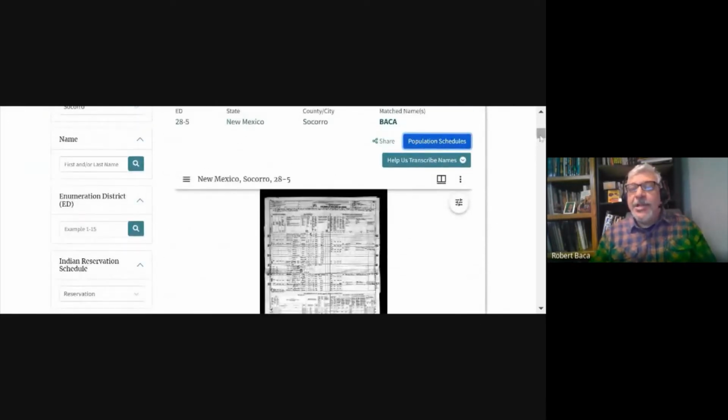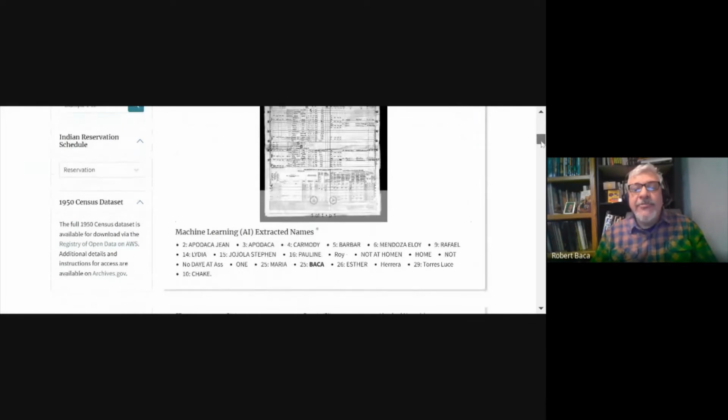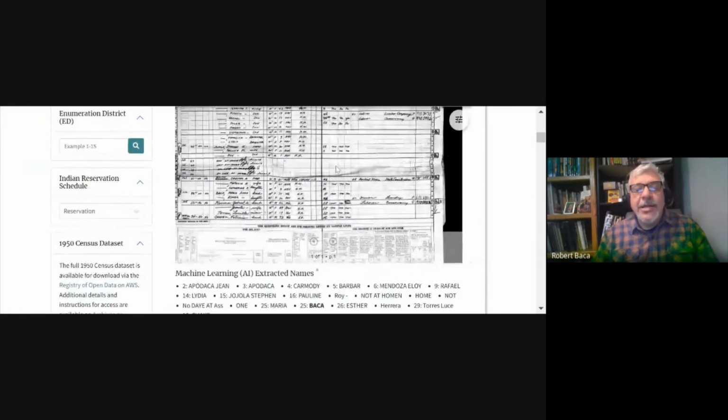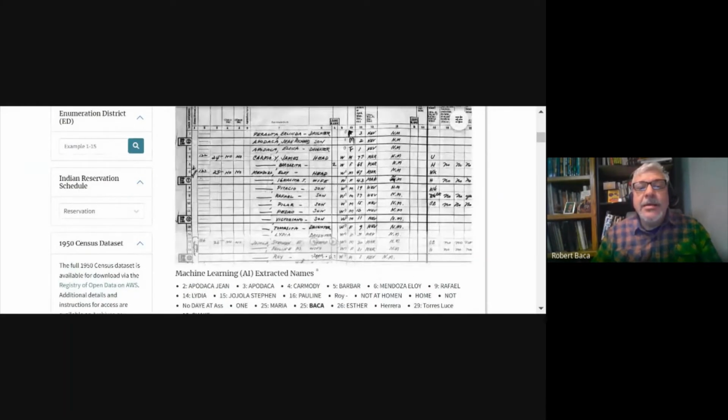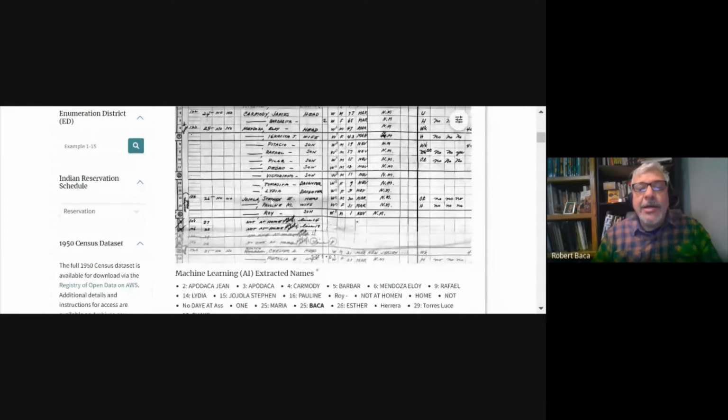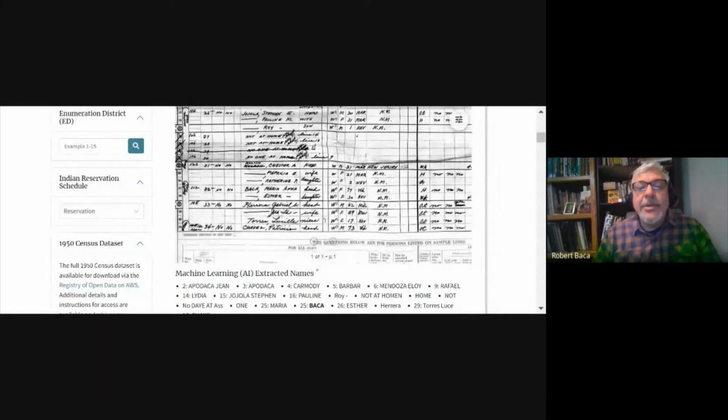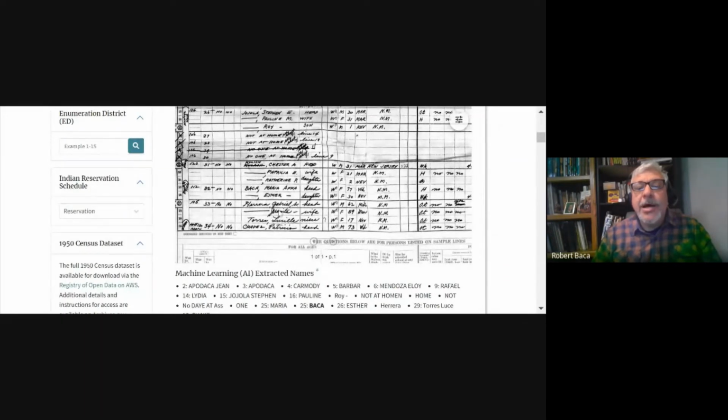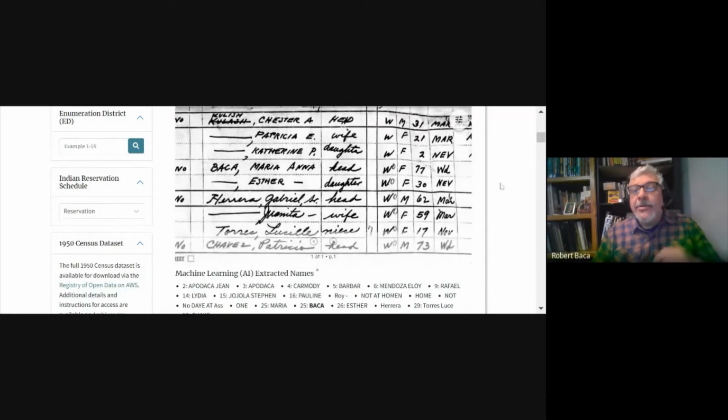For instance, here's another one, 28-5. Again, it's saying Baca 25, so I don't know what that 25 stands for. But you look and you'll probably find a Baca or two in there. Yep, Maria Anna Baca and her daughter Esther. You see that? All right. Okay, you could do it that way. You can even put a last and first name.